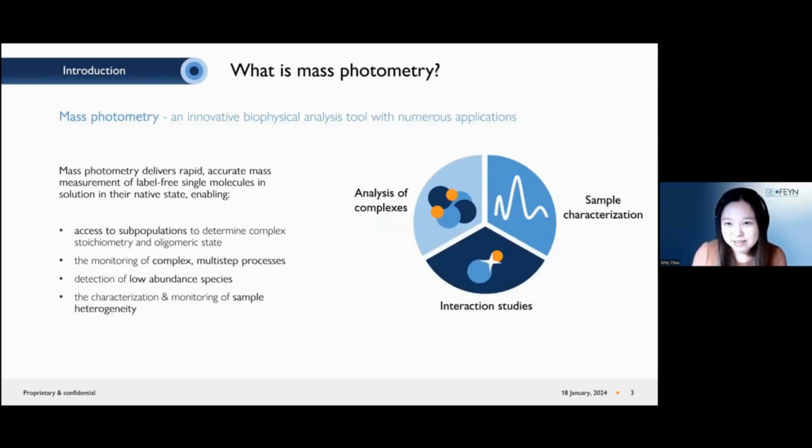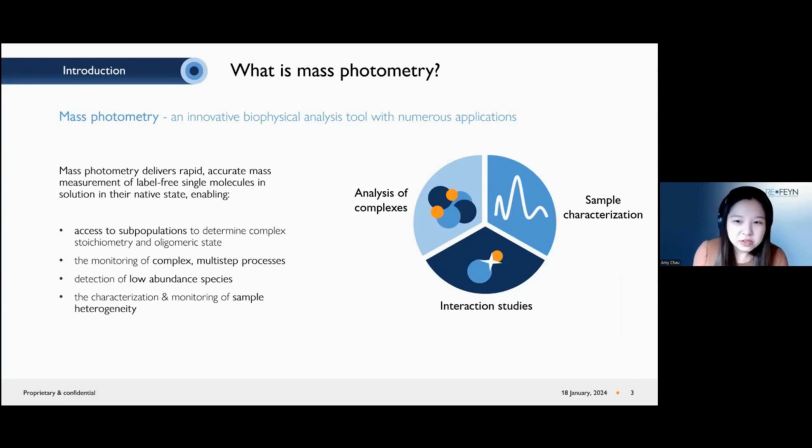Mass photometry is an innovative biophysical analysis tool with numerous applications. Essentially, it delivers rapid, accurate mass measurements of samples at a single molecule level without any labeling. This means you don't need to do a lot of sample preparation before you start characterizing your samples. With mass photometry, you can look at the sample in solution in its native state, which allows you to gain access to subpopulations to determine complex stoichiometry or oligomeric states.